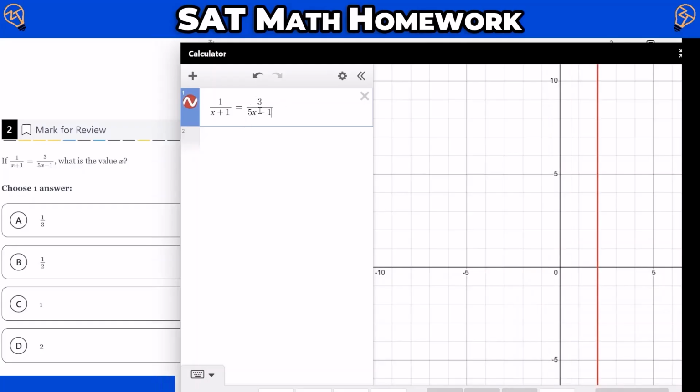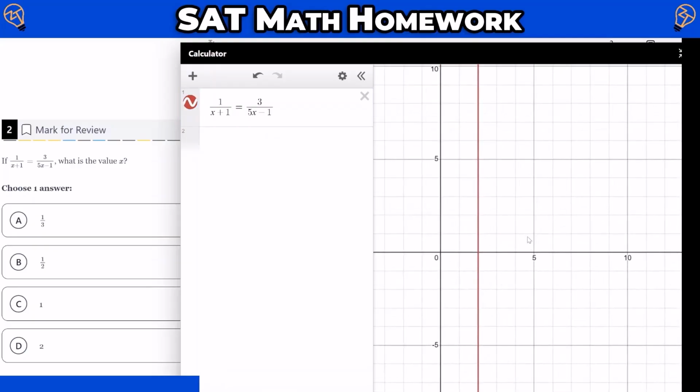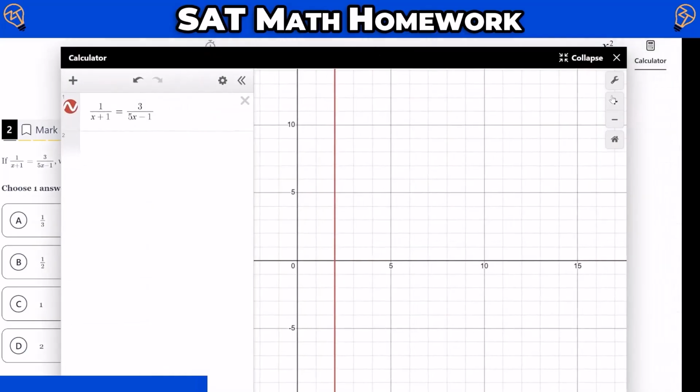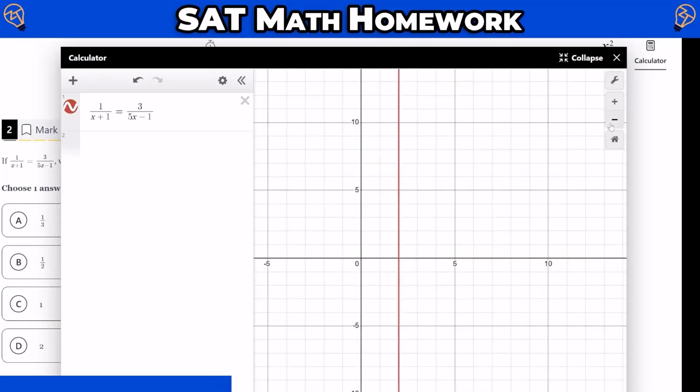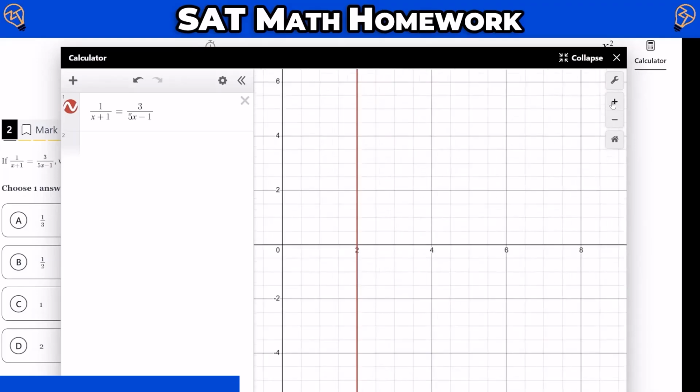And notice what happens here. It finds for me the solution, which is going to be x equals something. And in this case, if I go ahead and zoom in a little bit, I can see that it's x equals 2. So keep in mind, x equals a number is always a vertical line. That's why the solution shows up as a vertical line. So I get my answer is 2, and I could just move on here. So D is the correct answer.